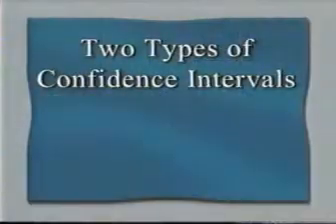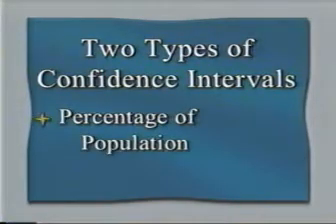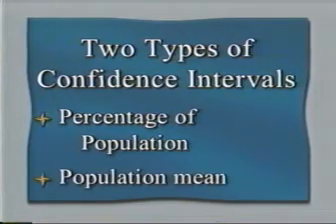Our knowledge of the standard normal table, the Z table, and our information about hypothesis testing can help us in determining how we get this confidence interval. Basically, we are going to look at two types of confidence intervals. The first will be a confidence interval on the percentage of the population, and the second will be on the population mean.